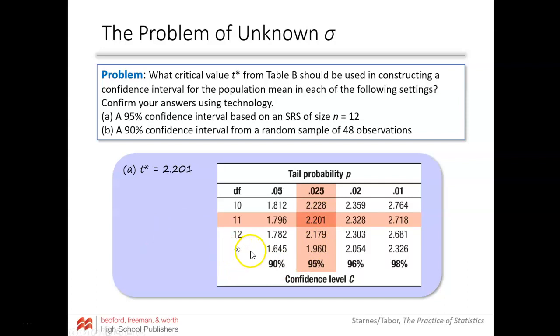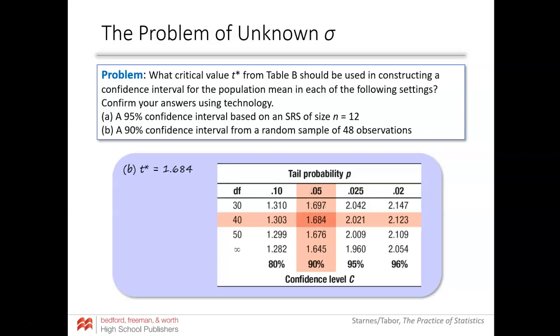My friends in class, this is the infinity row, and there's our friend 1.96 that we used a lot when we were doing one sample and two sample for estimating the population proportion. Anywho, T star for that problem was, I already forgot, 2.201.